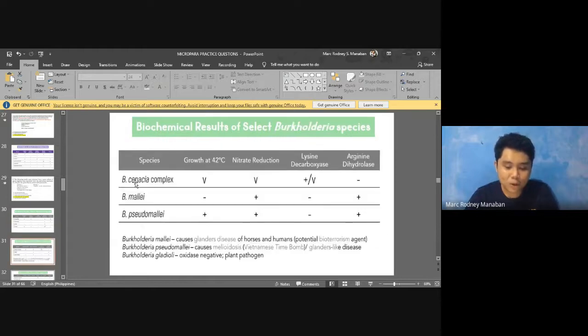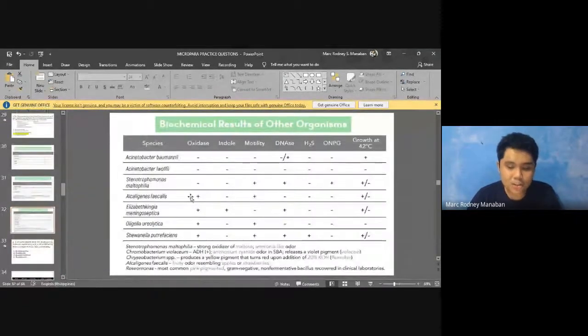Now, for the different Burkholderia species, as you can see, for growth at 42, only pseudomallei grows. Among the different species, mallei causes glanders disease, while pseudomallei causes melioidosis, a glanders-like disease. And for the rest of the non-fermenters, Acinetobacter baumannii again has growth at 42. Stenotrophomonas is DNase positive.